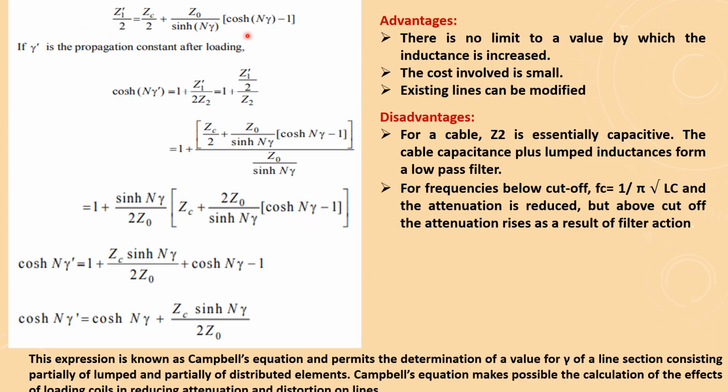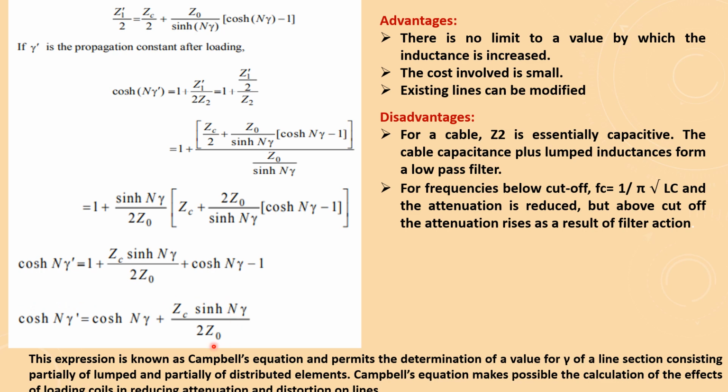So by substituting and just rearranging this equation, finally we can write cosh n gamma dash, and that is equal to cosh n gamma plus Zc sinh n gamma by 2Z0. So this final equation is also called Campbell's equation.